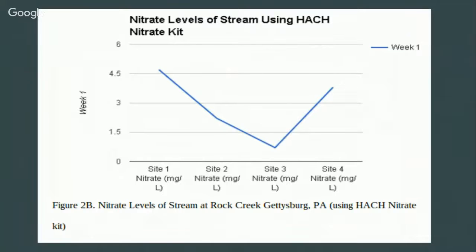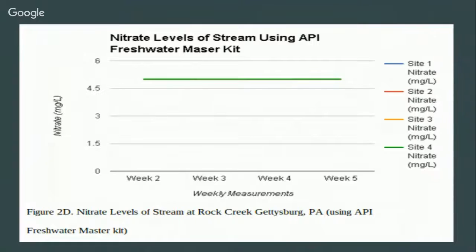This graph shows the nitrate levels of Rock Creek using the HAC nitrate kit. The nitrate levels are decreasing except for Site 4. This graph is showing the nitrate levels of Rock Creek using the API Freshwater Master Kit.